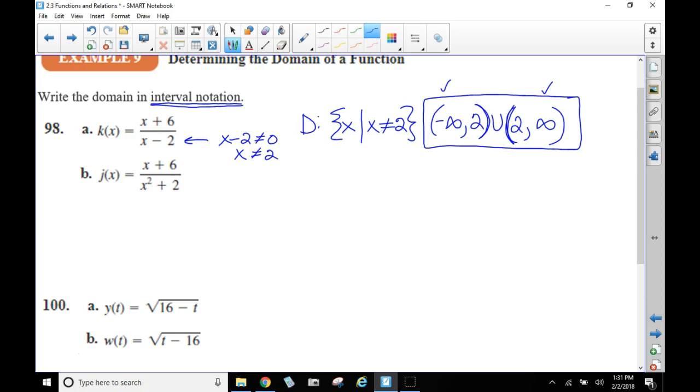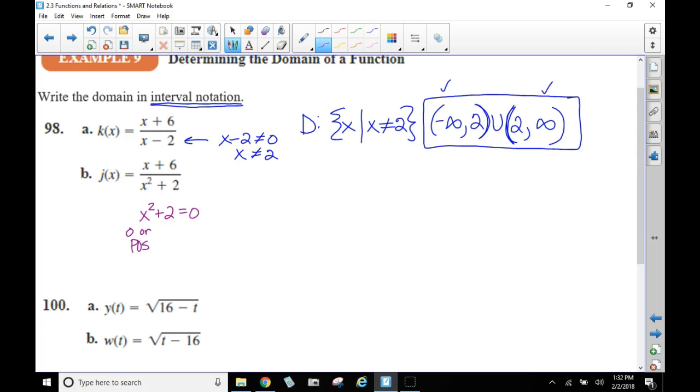Okay? On part B on this example, we want to make sure that x squared plus 2 is not going to be equal to 0. Now, if you just think about this, there is no way that x squared plus 2 will be equal to 0 because no matter what x is, when you square that, you get 0 or a positive.